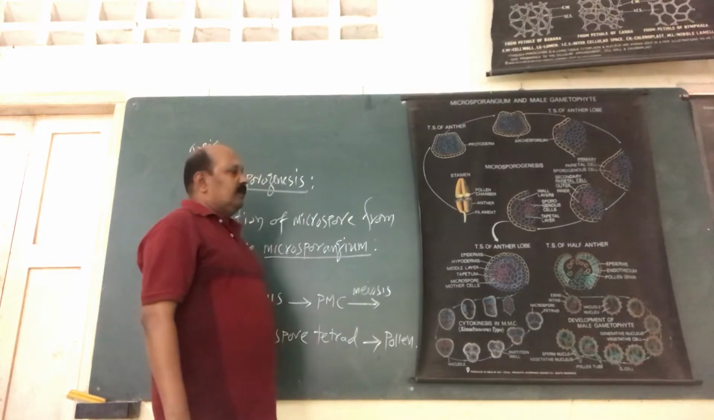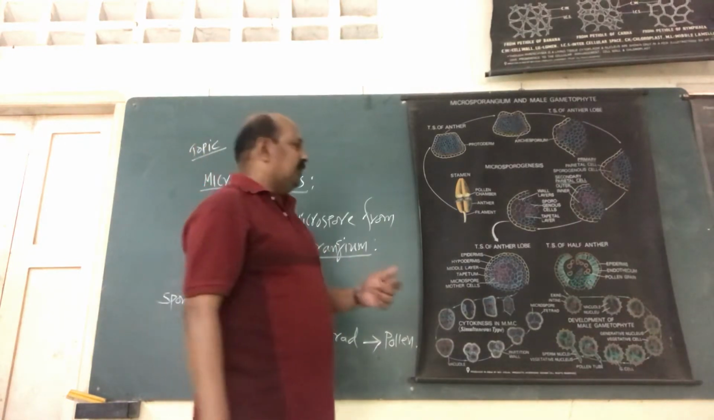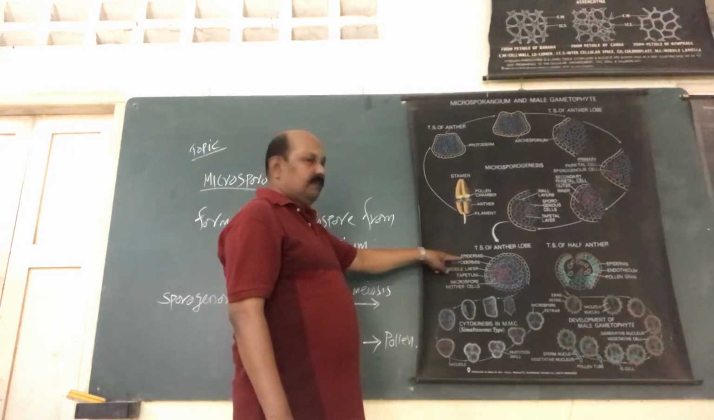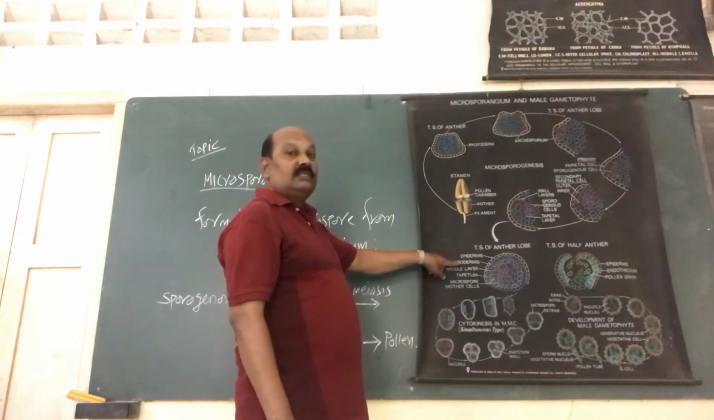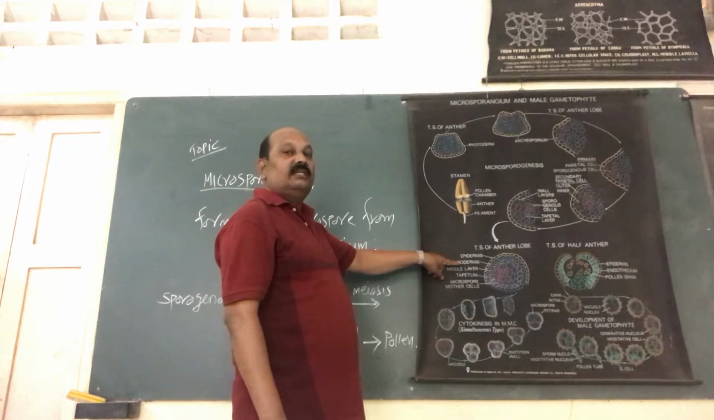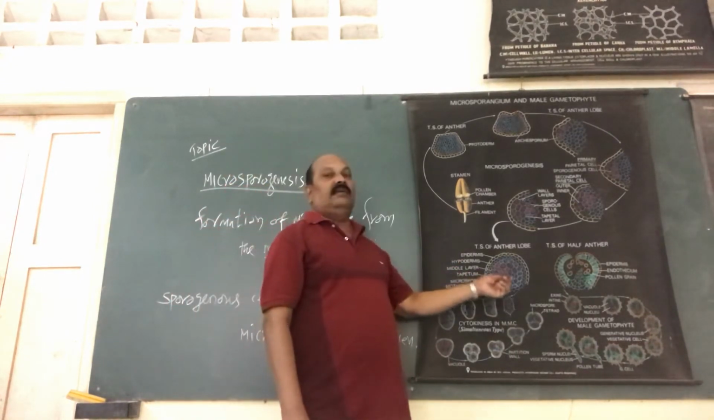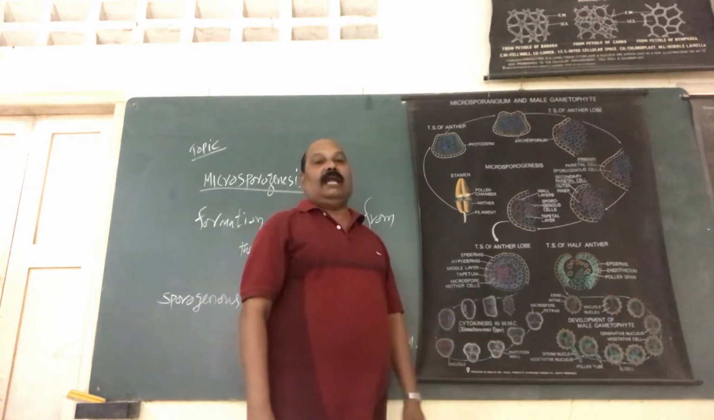Now, the microsporangium basically comprises four layers of cells. The outermost layer is called the epidermis. The second layer is known as the hypodermis, also known as the endothecium. The third layer is the middle layer. The fourth layer is very important, and we call it the tapetum.